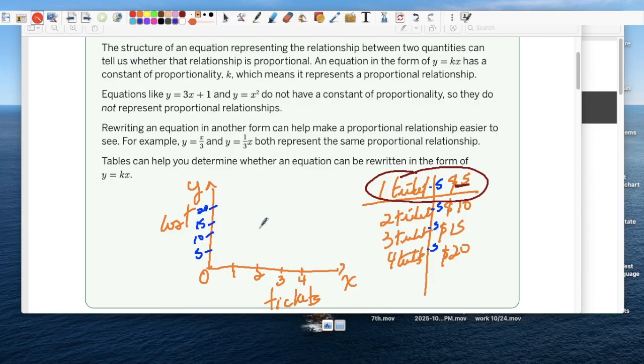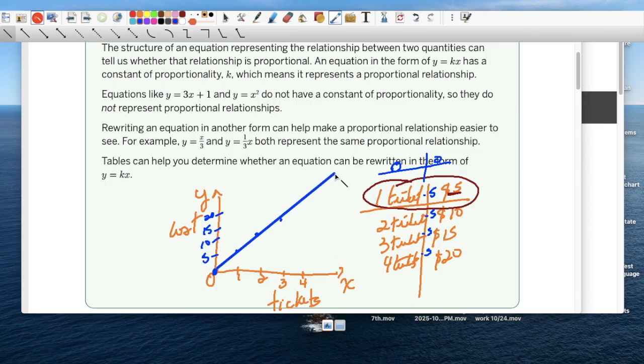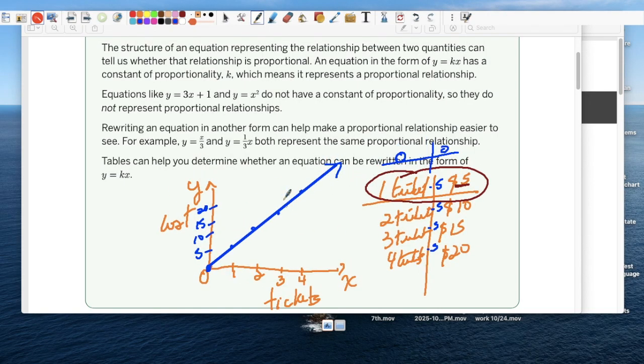So if I were to graph this, 5, 10, 15, 20. So one ticket, oh, actually, let me take that back. What if I buy 0 tickets? Well, if I buy 0 tickets, it'd be $0. So there's a 0 here. 0 tickets, I pay $0. So one ticket is 5, 2 tickets it's 10, 3 tickets is 15, 4 tickets is 20, and so forth. So if I were to connect this, that's what a proportional equation would look like.